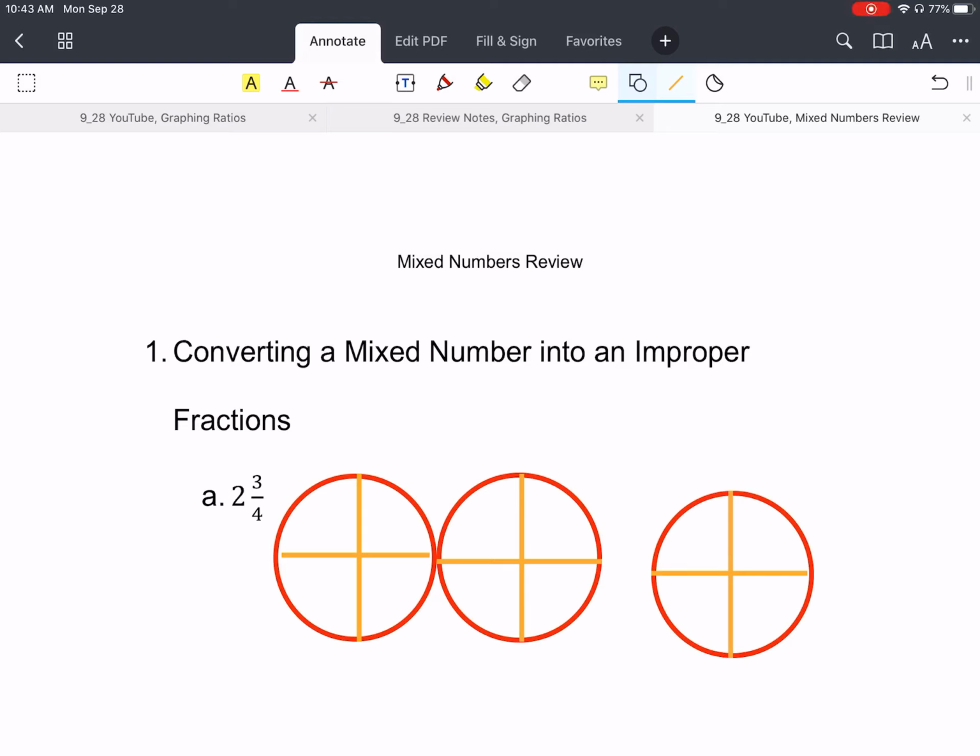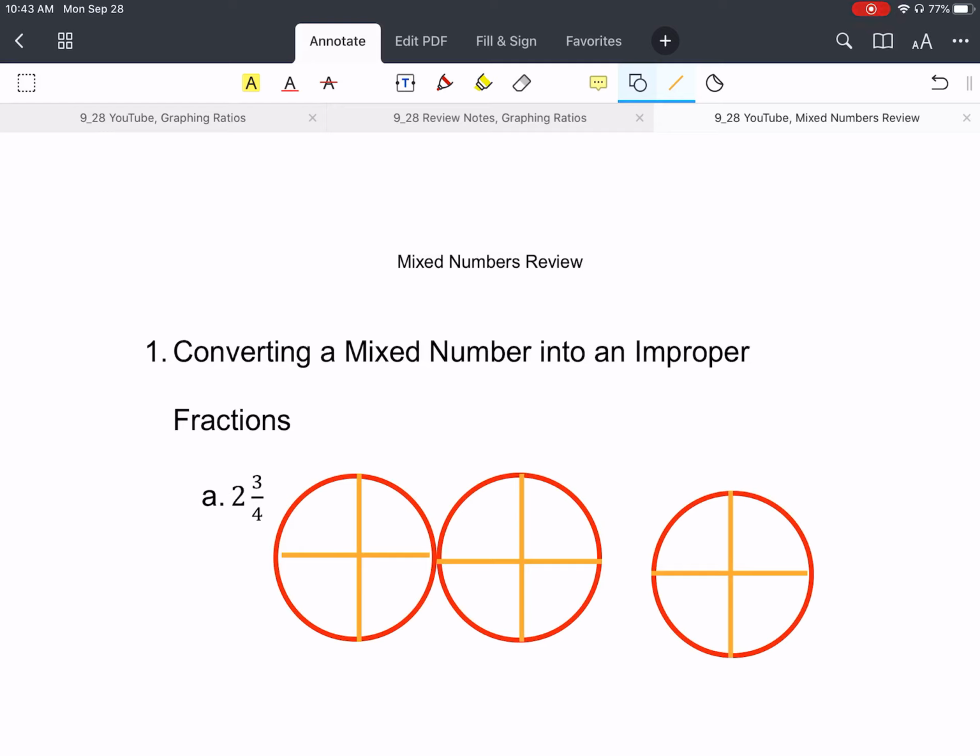Hey, seventh grade. Today was a review day, sort of introducing our concept where we have to deal with a lot of mixed numbers. Want to make sure I posted this long video about how to manipulate mixed numbers. So step one that you might have to do is convert a mixed number into an improper fraction. I started with some pictures here just to help out.